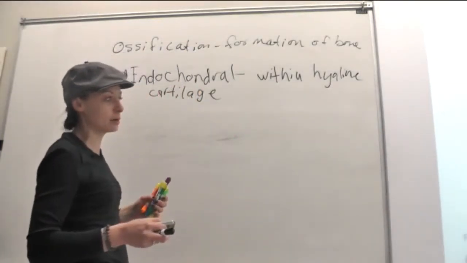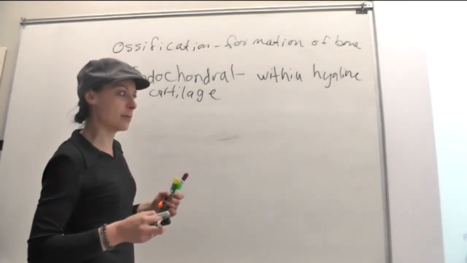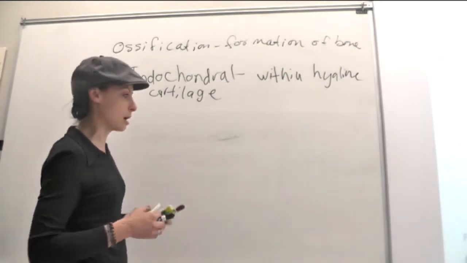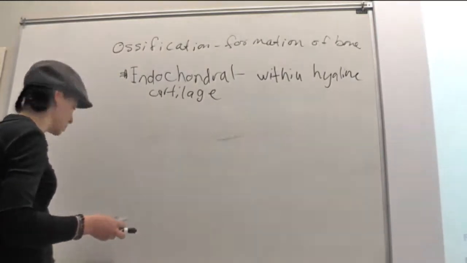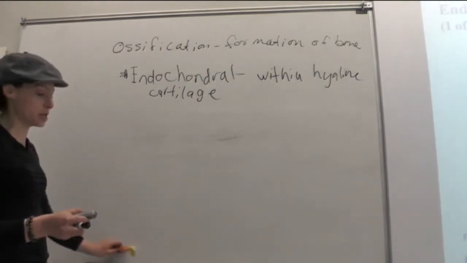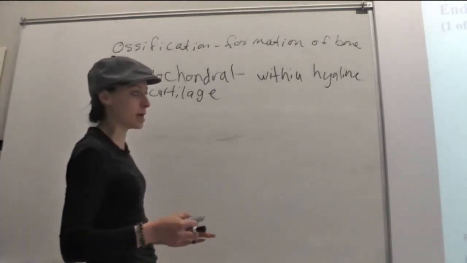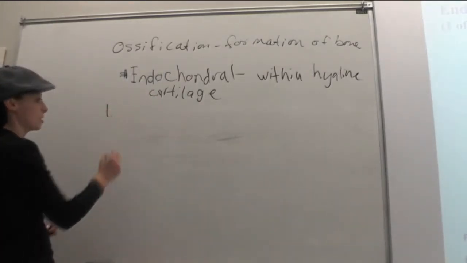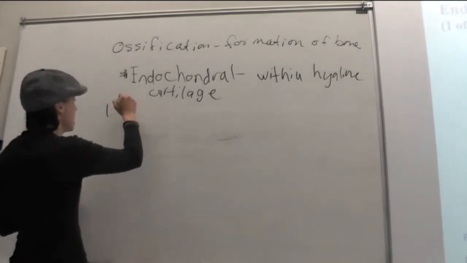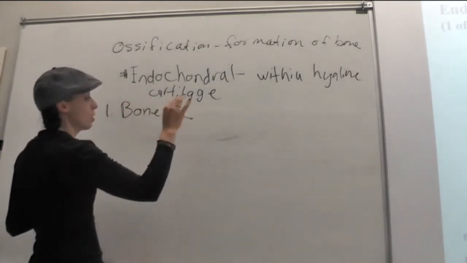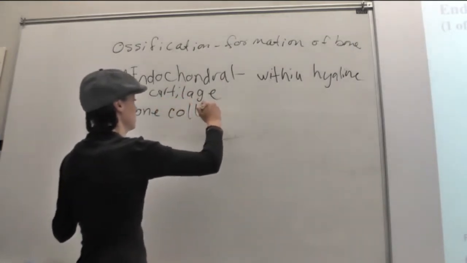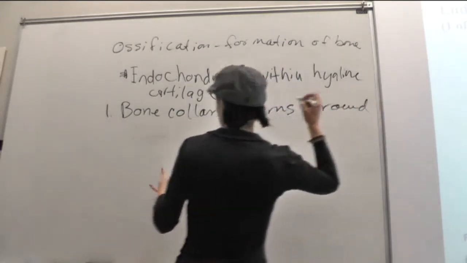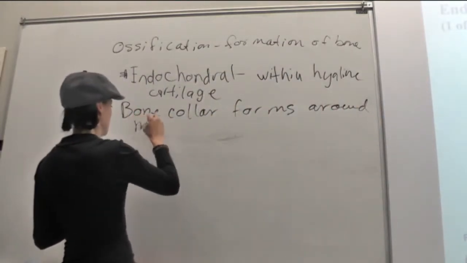So I have this hyaline cartilage mold, and then I'll start seeing the development of what we call the bone collar around that hyaline cartilage model. Some of those cells are going to differentiate and become osteoprogenitor cells, and this is going to ultimately form our periosteum. So for our first step of endochondral ossification, we could say that a bone collar forms around the hyaline cartilage mold.